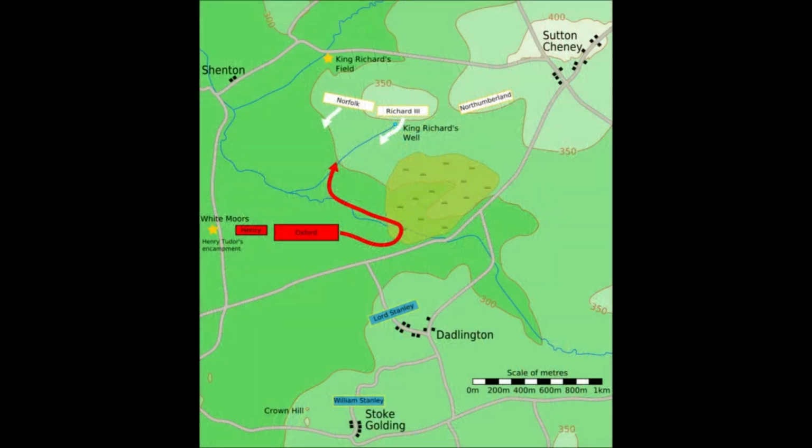Richard's strategy for the battle was based on his belief that a direct assault on Henry's forces would lead to a quick and decisive victory. He positioned his troops on Ambion Hill, a strong defensive position that gave his army the advantage of higher ground. From this vantage point, Richard intended to launch an overwhelming attack on Henry's smaller and less experienced force, crushing the rebellion before it could gain momentum.